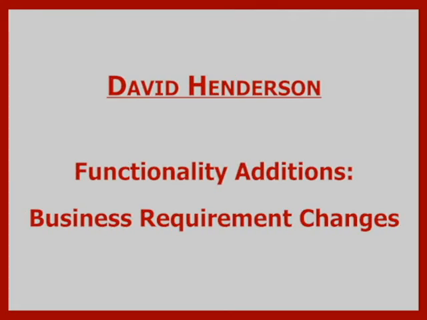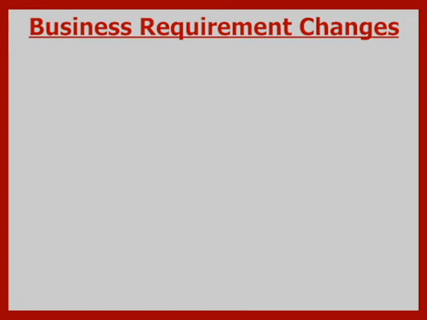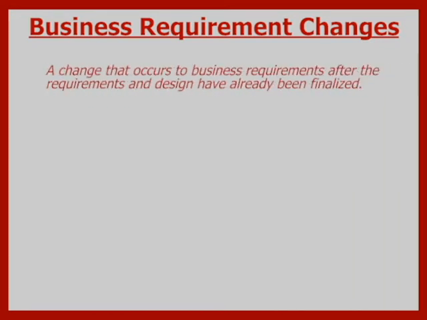Software functionality is added after a requirements elicitation has occurred by one of two ways. Nelson talked about changes to system requirements, but requirements can also change through fluctuating business requirements. My name is David Henderson, and I'm going to talk about functionality addition through business requirement changes. Business requirement changes are, as the name implies, business requirements or features being added or changing after the requirements and design have already been finalized.